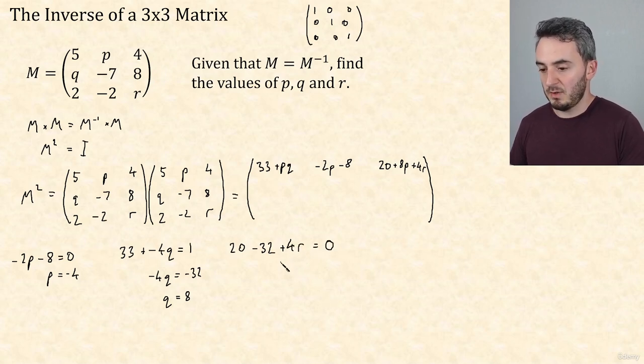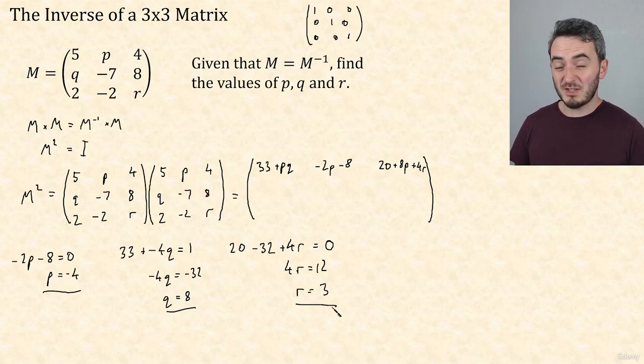Okay, so what do we have? We have minus 12, so 4R equals 12, and R equals 3. And there's the answer. P is minus 4, Q is 8, and R is 3. It's actually a much smaller problem than it initially seemed.